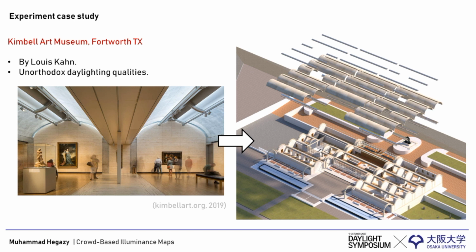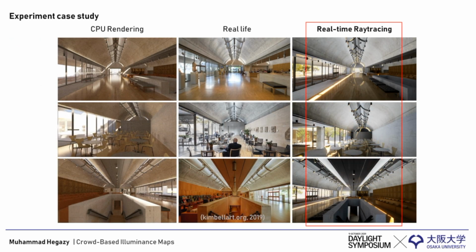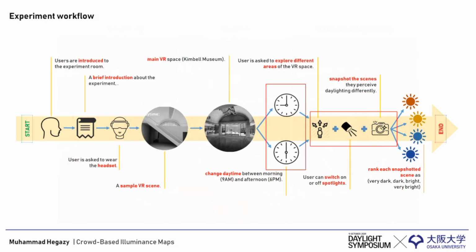To validate this aim, we needed a case study to use the system for. So we selected Kimball Art Museum in Texas as our main case study for this experiment. We made a full detailed 3D model of the museum from scratch, using the original textures from the building. Then we rendered two types of rendering for this museum to compare real-time rendering in game engines to normal offline renderings in V-Ray.